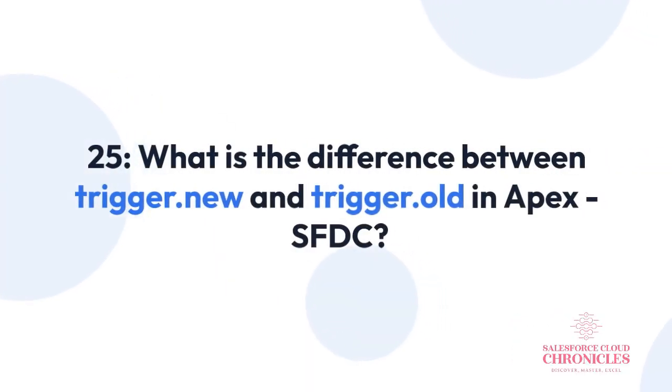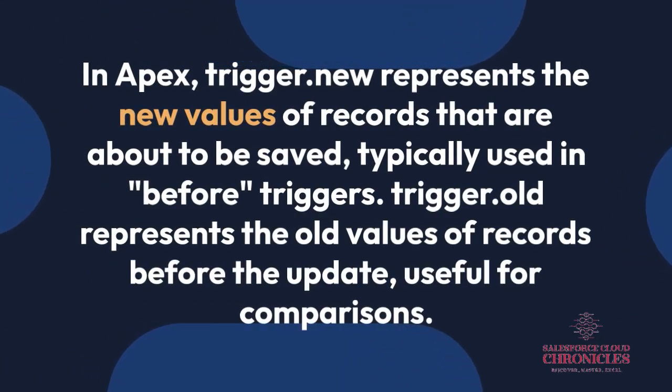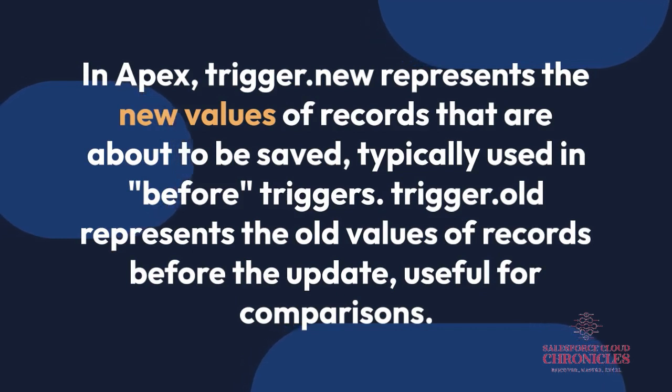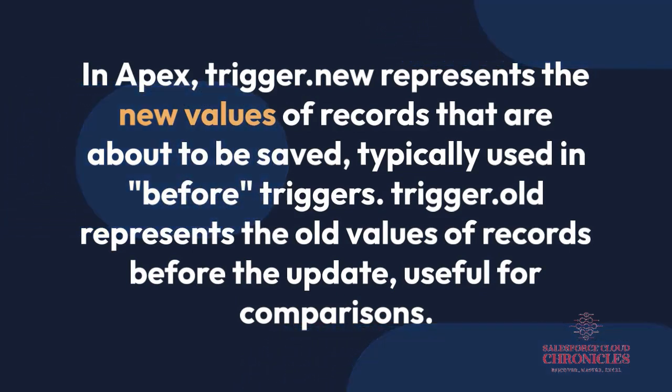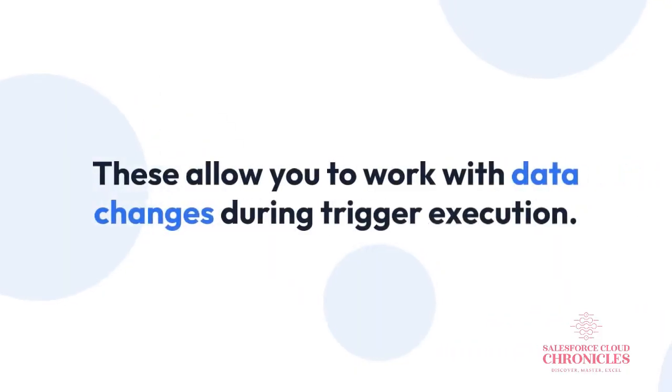Question 25. What is the difference between trigger.new and trigger.old in Apex, SFDC? In Apex, trigger.new represents the new values of records that are about to be saved, typically used in before triggers. Trigger.old represents the old values of records before the update, useful for comparisons. These allow you to work with data changes during trigger execution.